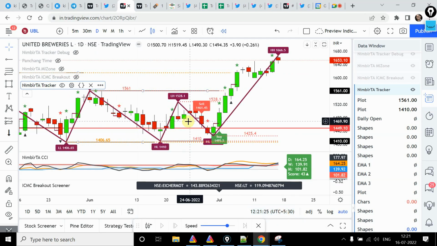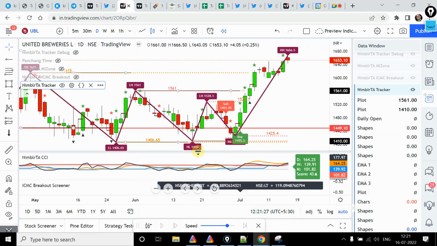Do you get these levels on ICMC breakout also? No, ICMC breakout you will not get. ICMC breakout is a different indicator that will not give you these levels. That will give you the details of ICMCs basically, right?